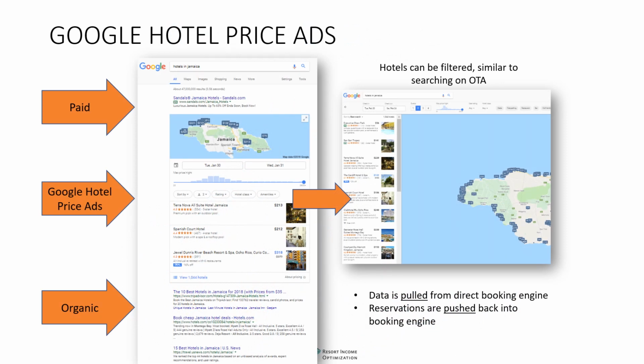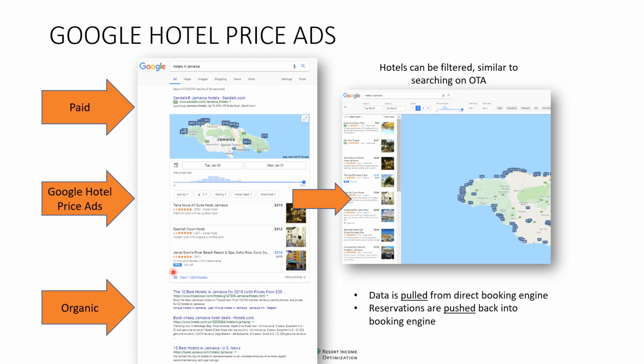So let's look at Google hotel price ads in a little more detail. Here on the left, you have a, let me get the pointer working here. So there's the laser pointer. So this is a Google search that someone put in for hotels in Jamaica, right? And this is a paid ad. This is a regular paid ad at the top. And normally there's 2 or 3 paid ads up here and then the organic results below.